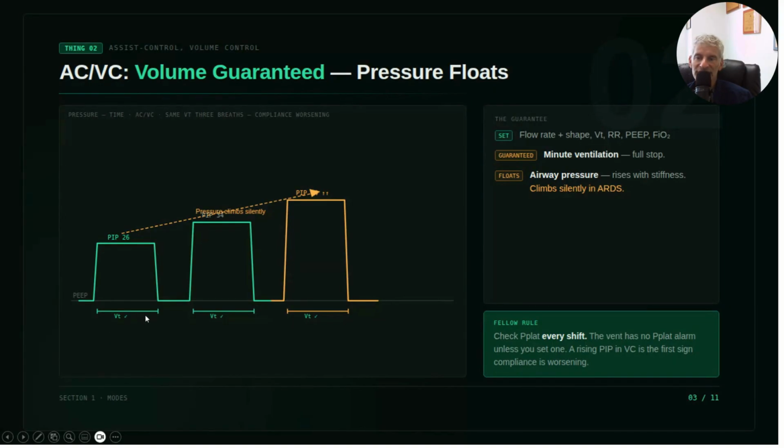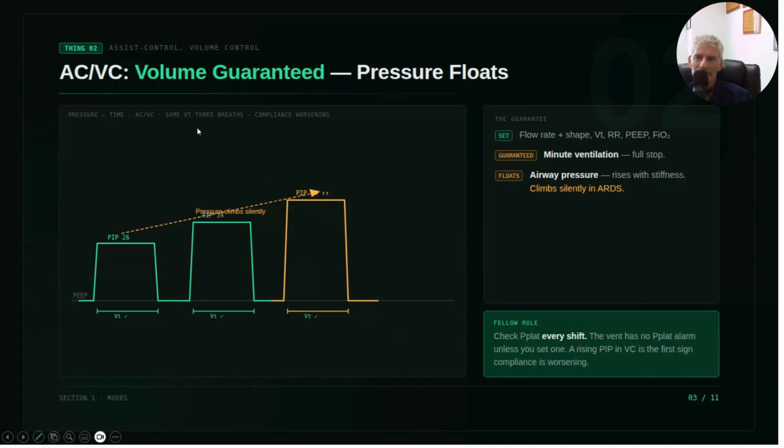You give a standard tidal volume, the peak inspiratory pressure you might see is 26. The next day it might be 34. It might be higher the next day. So you have to check the plateau pressure, which we're going to go over. The vent has no plateau pressure alarm unless you set one. A rising PIP in volume control is the first sign that compliance is worsening.